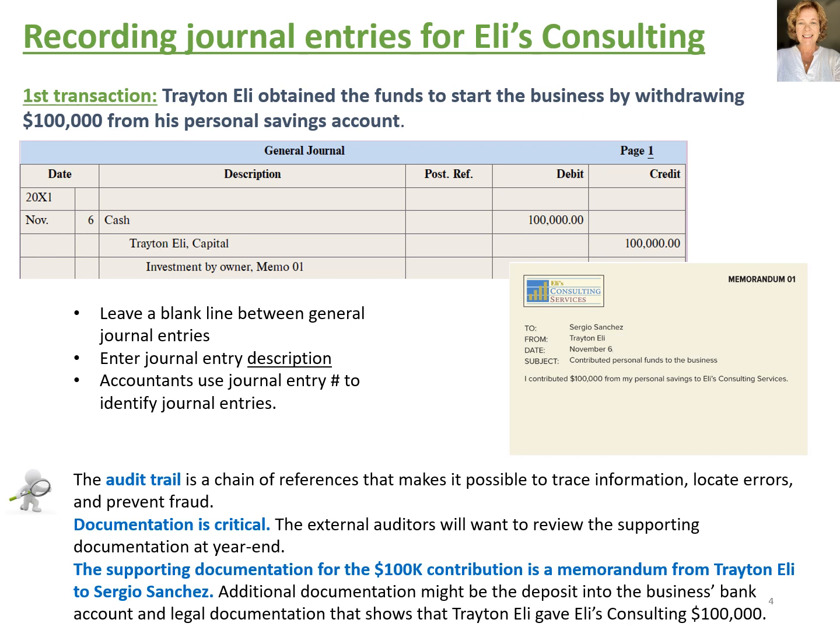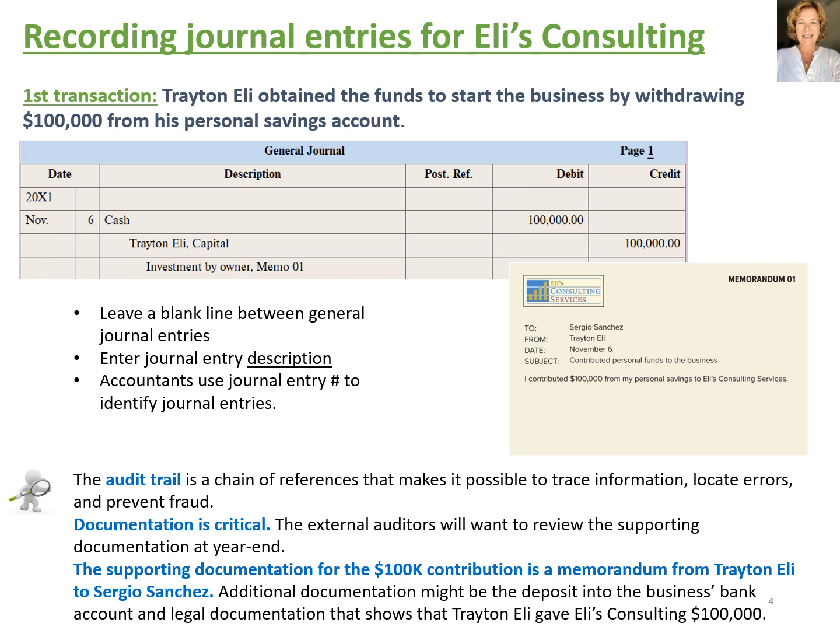What's the audit trail? The audit trail is a chain of references that makes it possible for someone to trace information, locate errors, and prevent fraud. The audit trail provides a means of checking the journal entry against the original data on the documents. And documentation is critical. The external auditors will want to review the supporting documentation at year end.